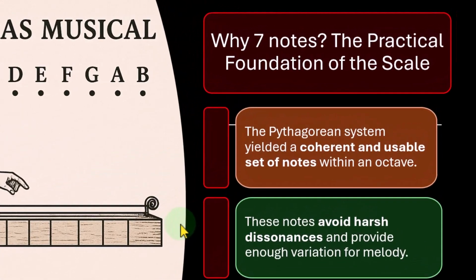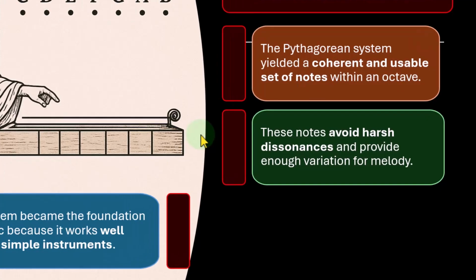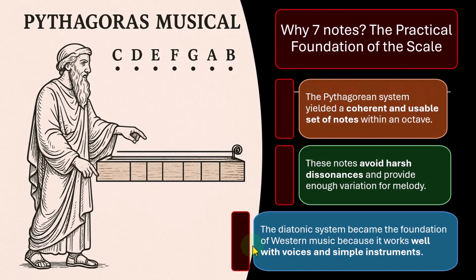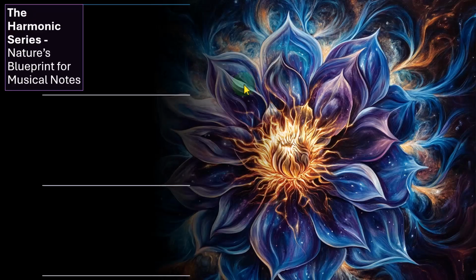So those notes avoid harsh dissonance and provide enough variety for melody. The diatonic system became the foundation of Western music because it works well with voices and simple instruments. So now you've got a set of 7 notes that people can sing with and play on different instruments. But it's somewhat limited because we're talking about just 7 notes. We haven't really got to other pitches, right? We're just using these 7 notes. And we'd like to have more colors in the crayon box if we could, because I'm getting bored. I want to make more colorful stuff.